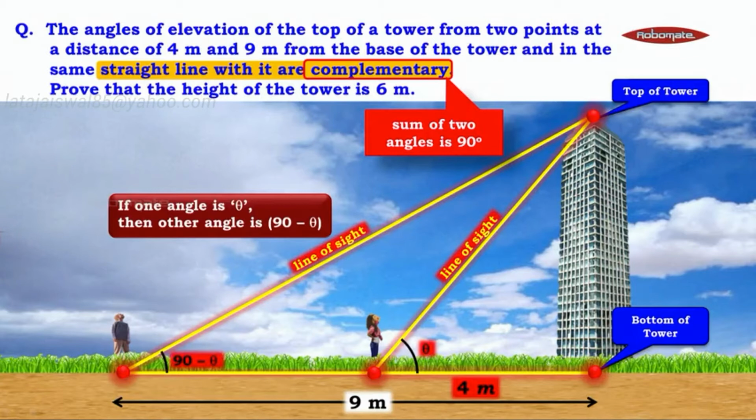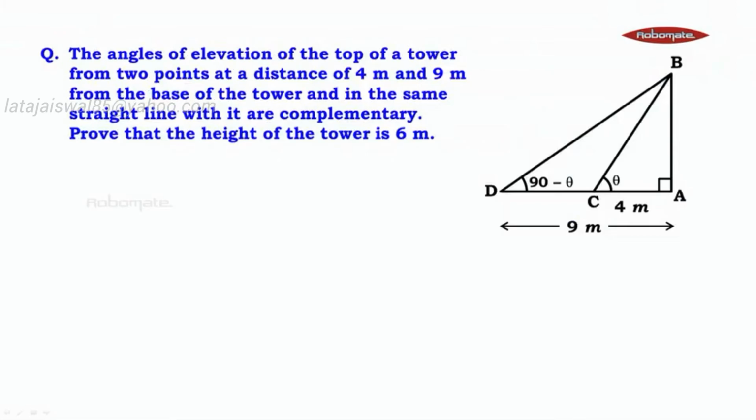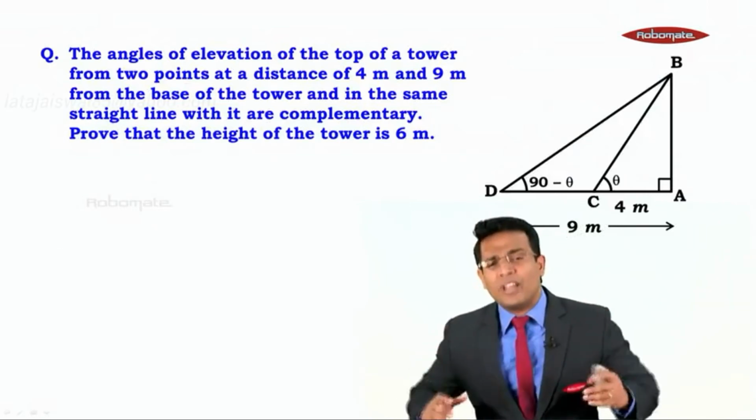Is that clear? And what are we supposed to find? We are supposed to prove that the height of the tower is 6 meter. This is what we need to prove in the sum. It seems different, but it is very interesting. Now you just draw the figure, and the figure is going to look like this when you draw it in the book. Easy till now, it's very simple, don't worry.